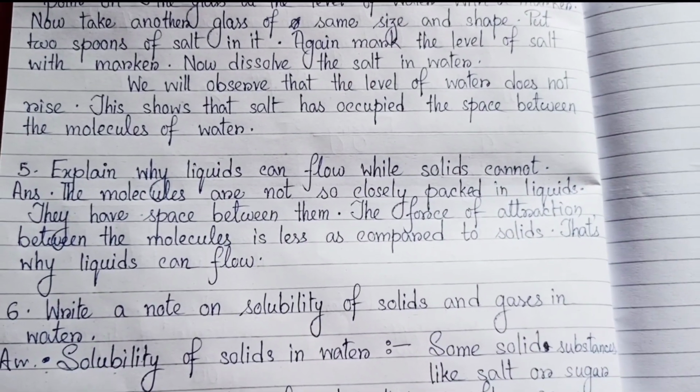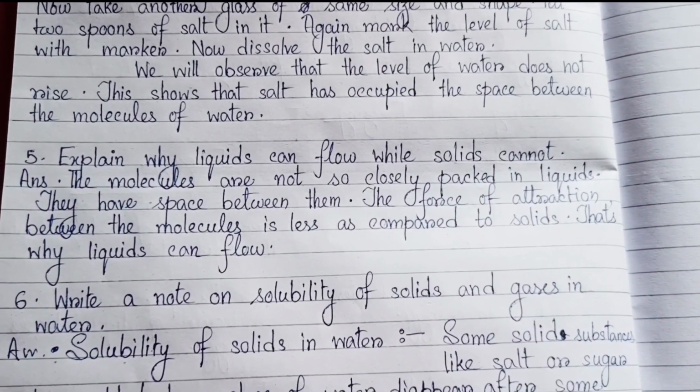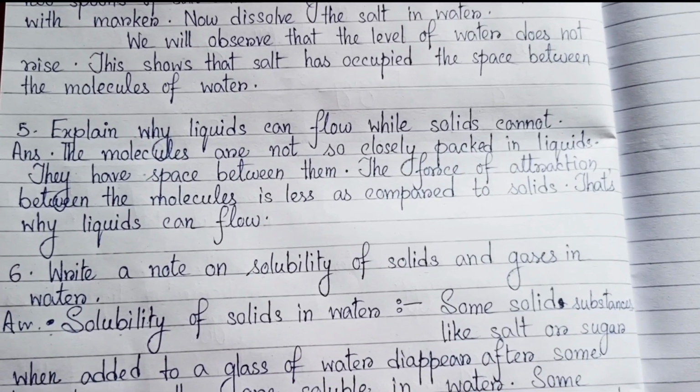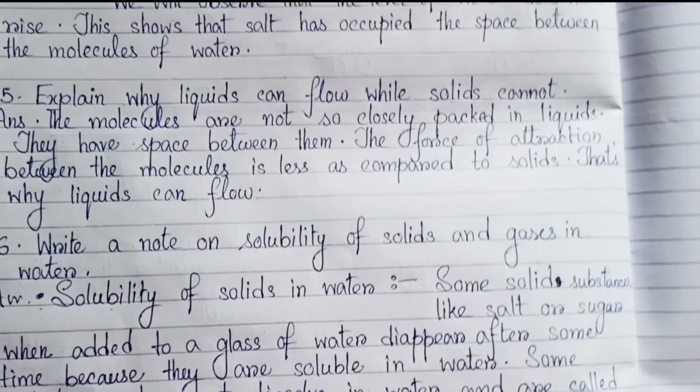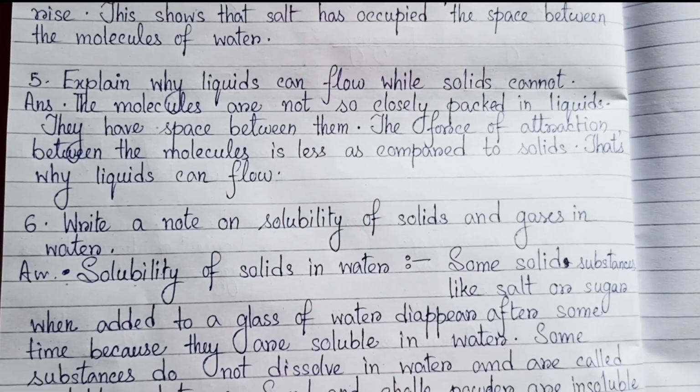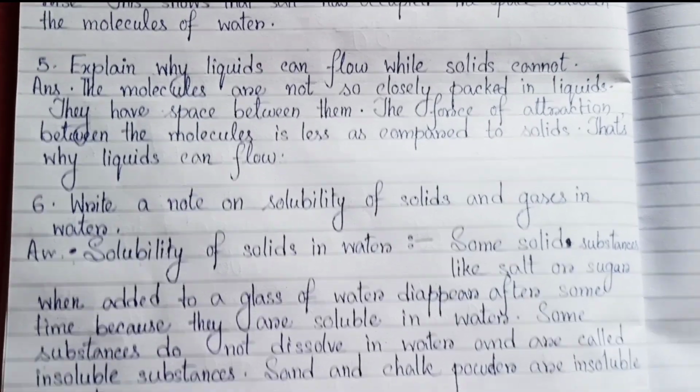Number 5: explain why liquids can flow while solids cannot. The molecules are not so closely packed in liquids. They have space between them. The force of attraction between the molecules is less as compared to solids. That's why liquids can flow.